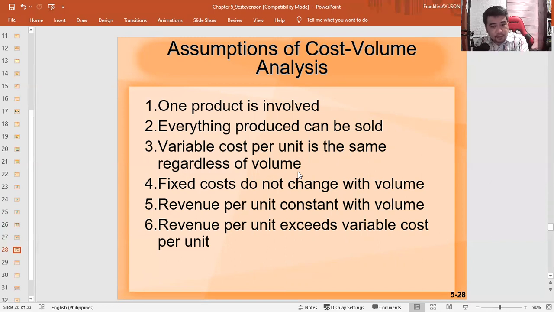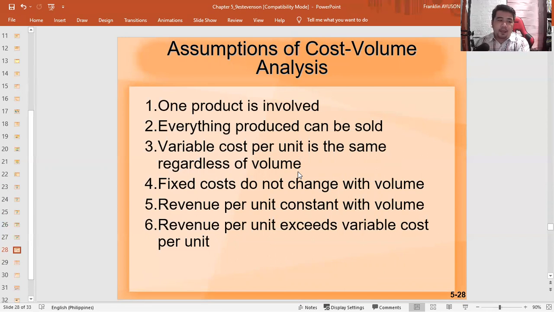Isa lang muna. Because it will be a different story when you consider the cost volume analysis and you're producing different products. So, posibleng magkaiba yung cost ng magkaibang produkto. So, our first assumption is that we are working with one product only. Although, it's not impossible that there are multiple products, but that would be a different story.